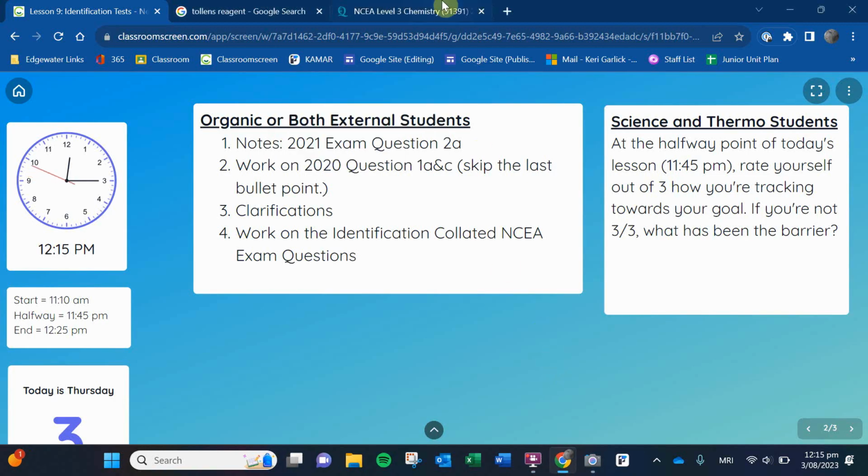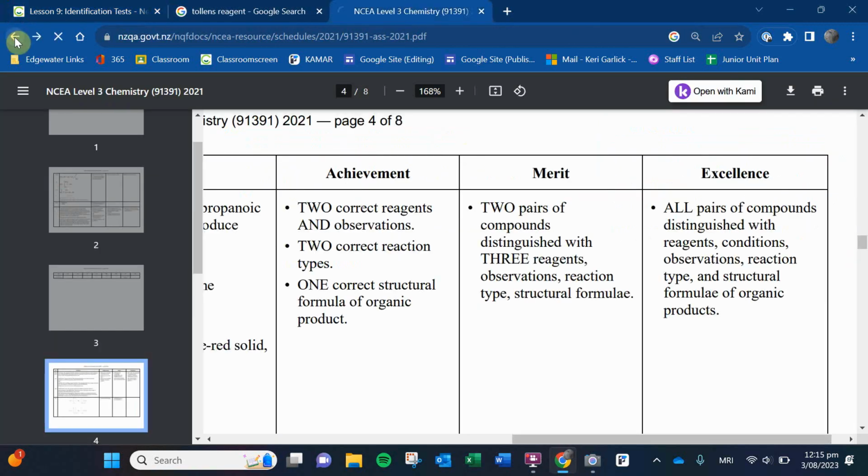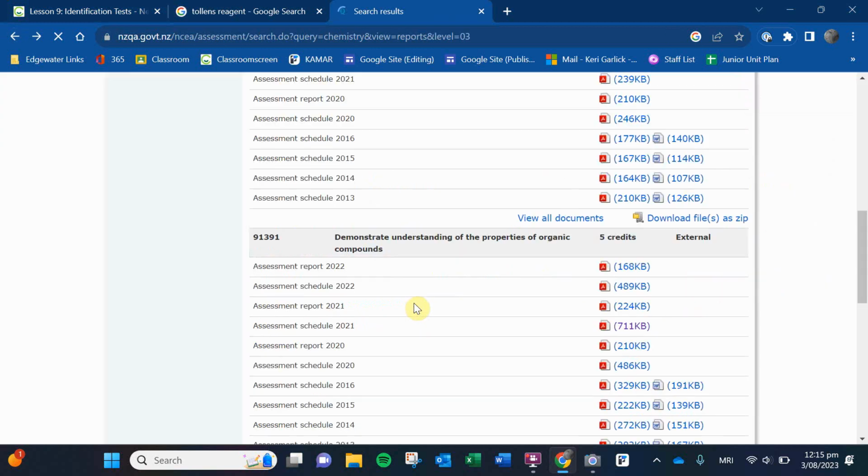All right, we want 2020. And we want question. What question is that? 1. Cool. All right, here's the assessment schedule.